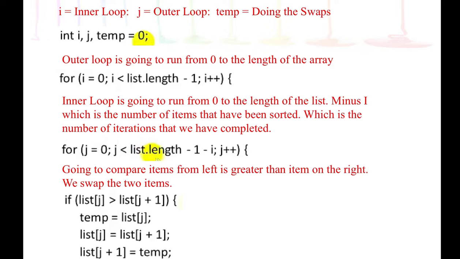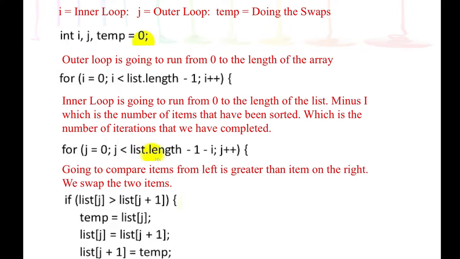So how this works is i equals the inner loop, j equals the outer loop, and temp equals doing swaps. So we declared integers i, j, and temp. And then the outer loop is going to run from 0 to the length of the array in the for statement. Then the inner loop is going to run from 0 to the length of the list minus the number of items that have been sorted. So i is the number that has been sorted.